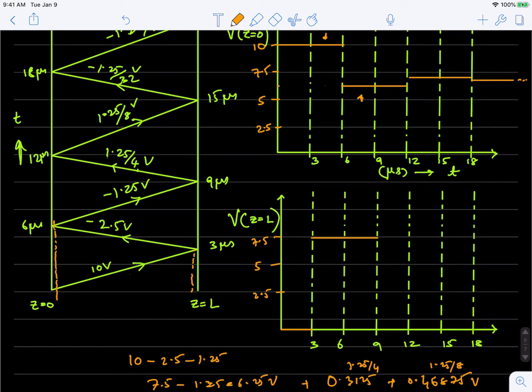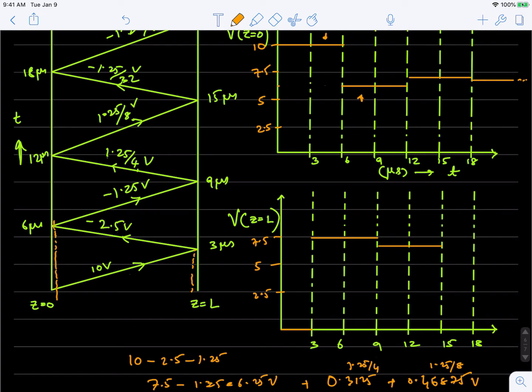And at 9 it has 7.5 minus 1.25, which is 6.25, and 6.25 plus 1.25 divided by 4, so that is about 6.56. So if this is 6.25, it's going to be somewhere here where it is 6.56. Again, at the load side, this goes towards 6.56, and similarly this will again fluctuate a bit higher up and then come lower down, and then eventually it'll also reach a stable voltage.